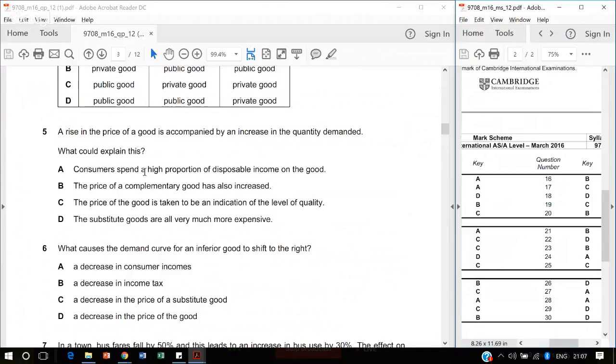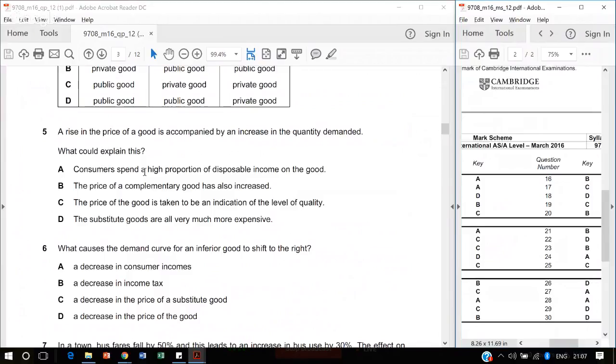Let's think about these factors. Consumers spending a high proportion of disposable income on the good means that either consumers are relatively poor or it's a necessity. It's something very expensive. If it gets more expensive, consumers are going to be able to afford less of it, so they're going to buy less. If the price of a complementary good is also increased, that's going to decrease the quantity demanded.